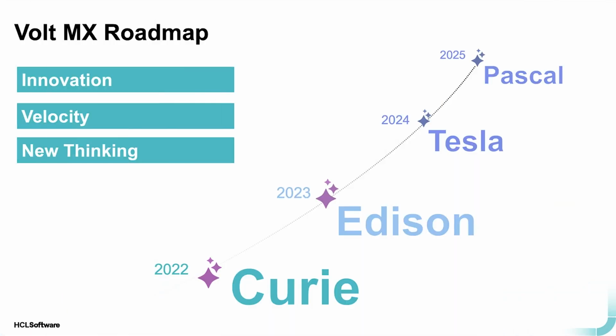We have chosen a code name for this release because it's easier for people to remember code names than versions, and the theme for the code names for the Voltamex product is famous inventors. The release we did at the end of December last year is codenamed Curie, and further releases will be named after other famous inventors.